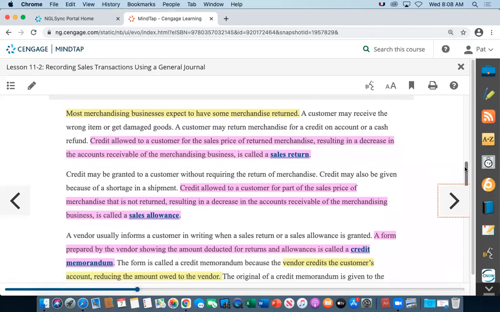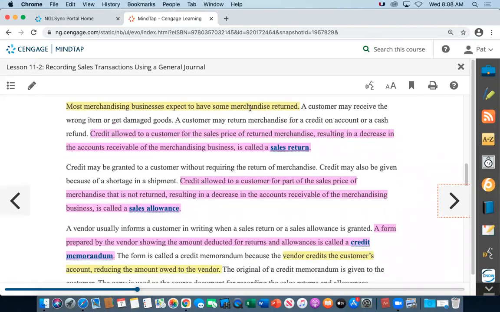All right. Most merchandise businesses expect to have some merchandise returned. We maybe mentioned that. You go to Target, you go to Kohl's, you go to whatever, just a regular store. They usually have a customer service area, and they usually return things, right? And there's a variety of reasons why. Size, color, items, too many, didn't want it, whatever. So this is just a cost of business. You've got to have a system in place for people to return items. Credit allowed to customers for sale price of returned merchandise, resulting in decrease in accounts receivable, is called sales returns. Okay.